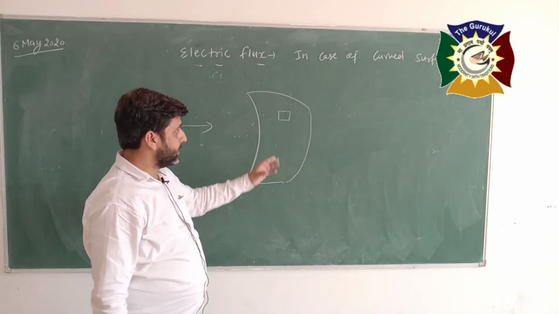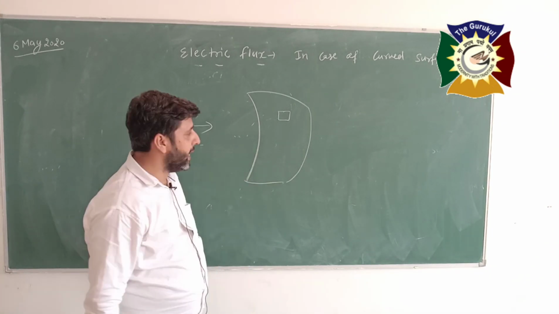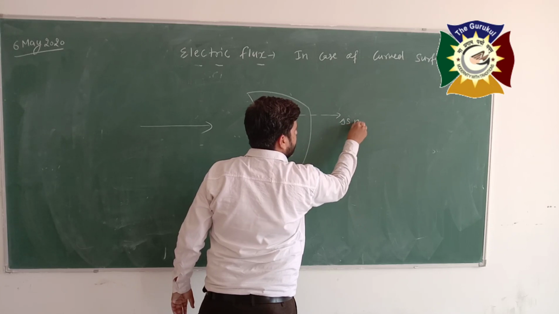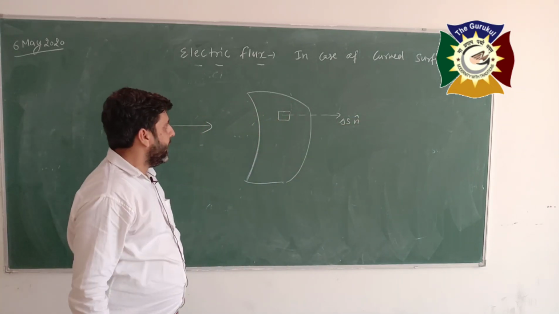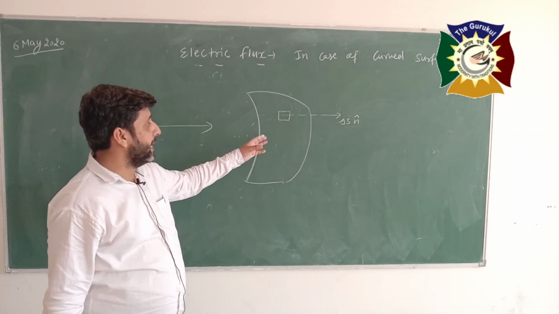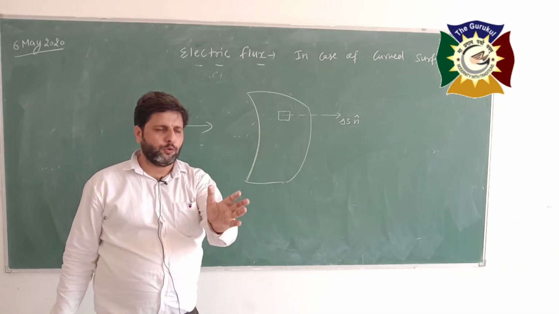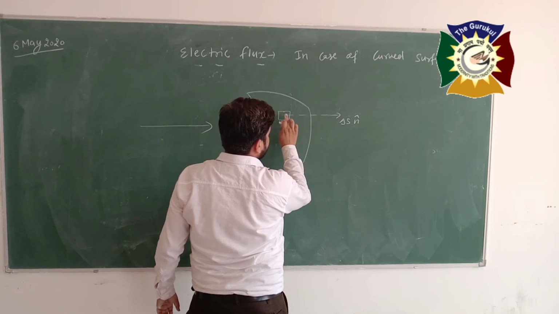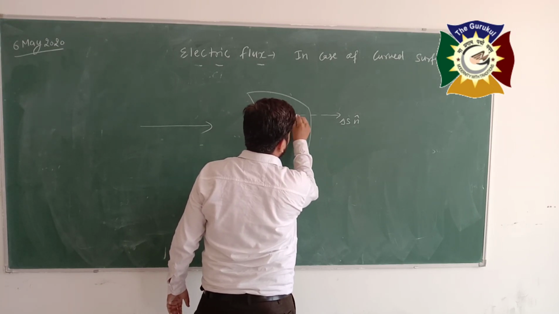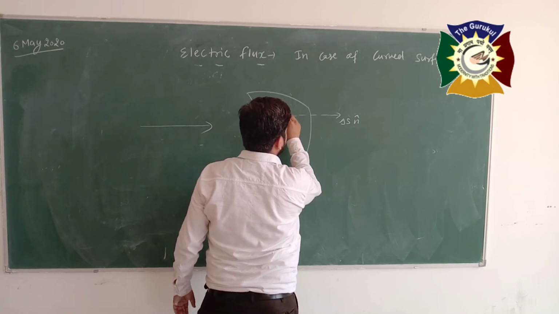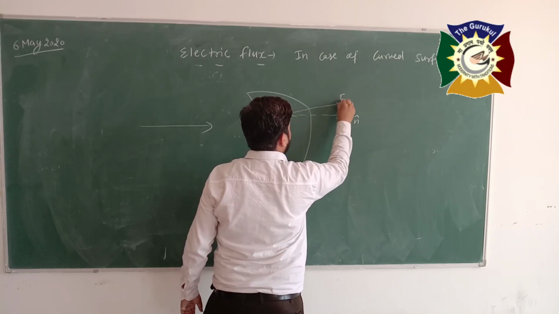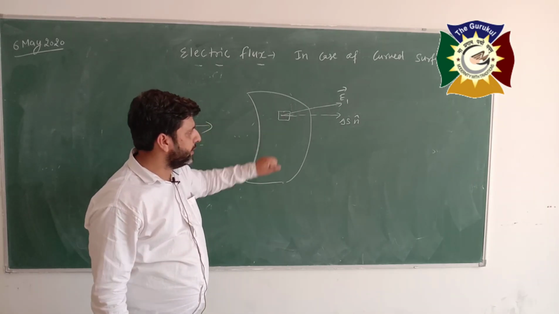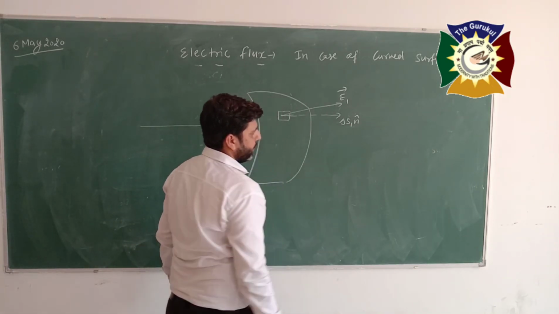Okay, and its direction is taken as outward. I have told you by convention, it is delta S n cap. Suppose the electric field intensity is also non-uniform. Its direction is this, and the electric field intensity is in this direction, E1. This is the electric field intensity at this point, and this is the area vector delta S1.